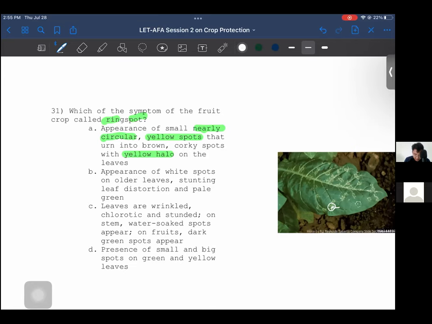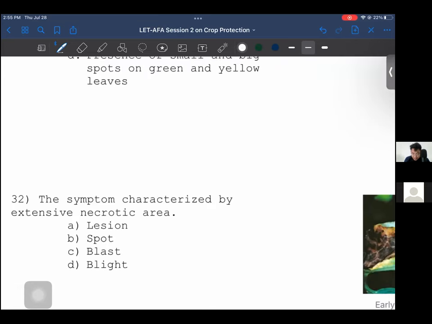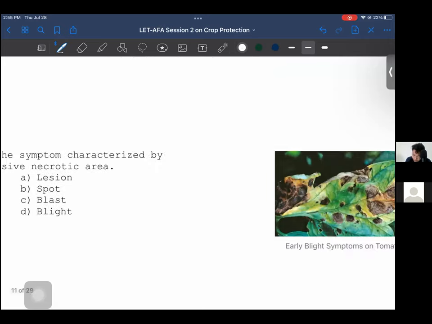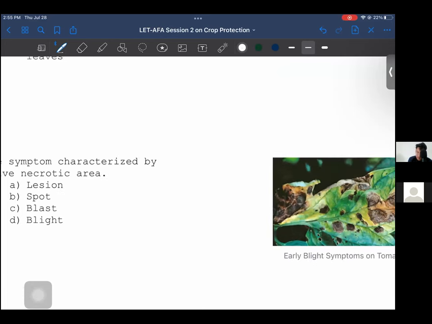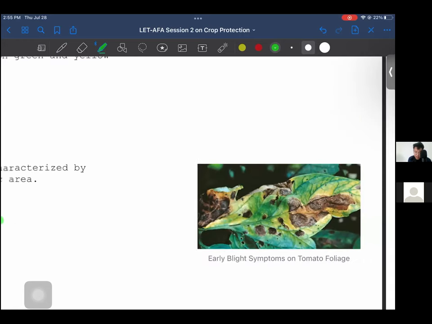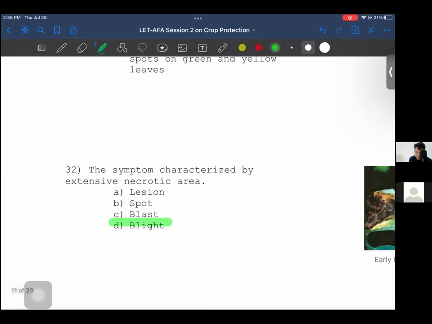Ito na. Okay. The symptom characterized by extensive necrotic area. So, ang necrotic area ay blight. The answer here is blight. Ayan, blight. So, sa blight, ganito yung nangyari. Kapag sinabi na natin necrotic, ang sabi dito, di ba, extensive necrotic area. Pag necrotic, ibig sabihin namamatay na.